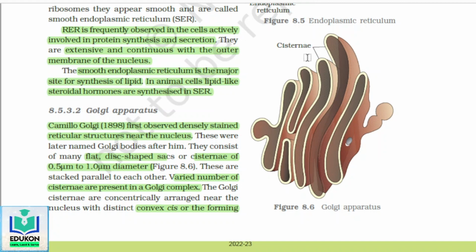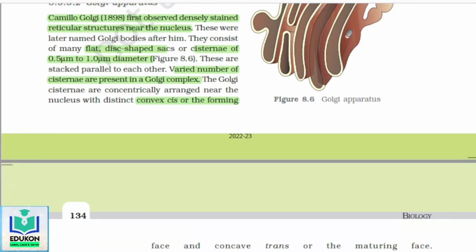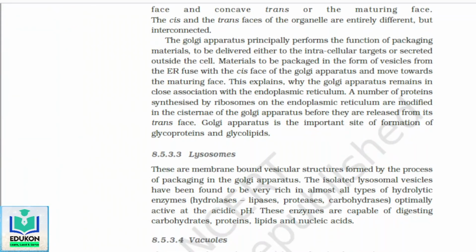The cisternae are connected at the bottom. We do not see any connection between the cisternae from the top, but they are connected, and the packaging material which comes from the endoplasmic reticulum moves through the cisternae and exits from the maturing phase. The cis phase and trans phase of the organelle are entirely different but are interconnected.